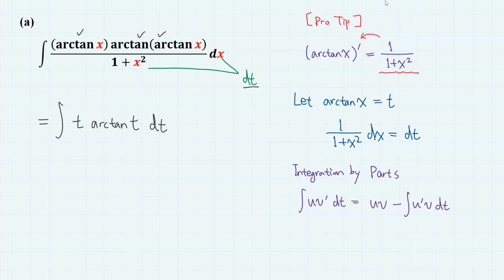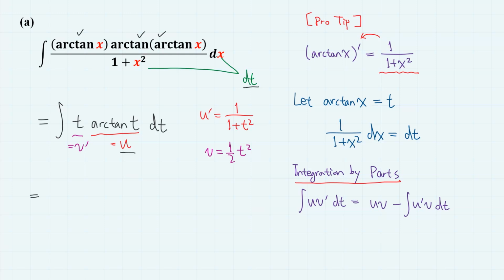Now some of you might remember applying integration by parts when you have the product of an algebraic function and a trigonometric function. So let's try that method here as well. The thing is, we know the derivative of this arctangent function, so this function must be differentiated. Therefore, we let u as arctangent t and v prime as t. Then u prime equals 1 over 1 plus t squared and v equals 1/2 times t squared.